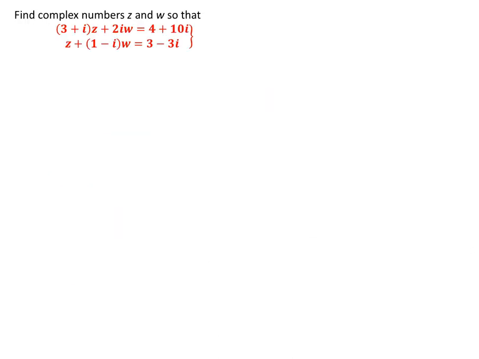Moving on to another example. In this case, we've got 3 plus i times z plus 2i times w must equal 4 plus 10i, together with the equation z plus 1 minus i times w equals 3 minus 3i. So we've got a pair of simultaneous equations. The only difference this time is the simultaneous equations involve complex numbers. And we can do exactly the same sort of method as we would have used for normal simultaneous equations back at GCSE level.